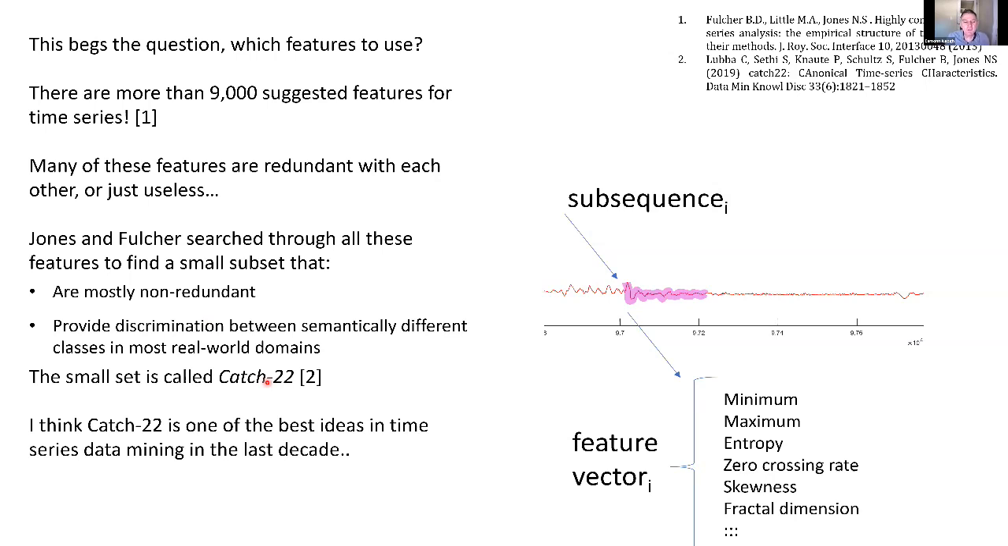I do think that catch-22 is one of the best ideas, one of the most useful things in data mining in the last decade or two. It's a really nice feature subset. It's kind of one-size-fits-all, which is never true in general, but it is almost true in this case. And it's at least the best starting point for almost everybody, for almost every problem, rather than doing anything else in this space.